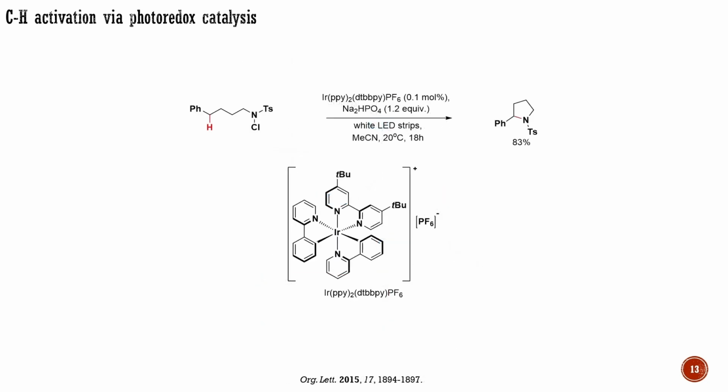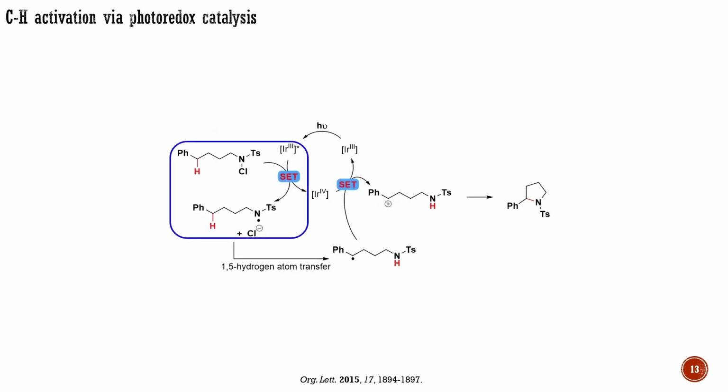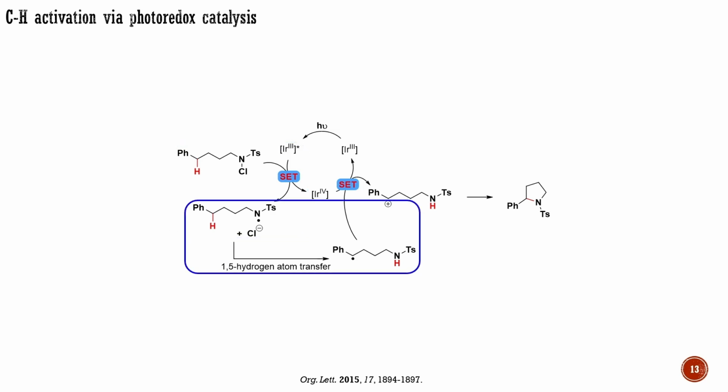The next example is an iridium-catalyzed intramolecular amination of the benzylic CH bond with N-halogenated tosylates, published in 2015. In this case, the photoactivated iridium-3 catalyst donates an electron to the substrate, generating this N-centered radical. The radical abstracts a hydrogen atom from the benzylic position, creating a more stable benzylic carbon-centered radical.